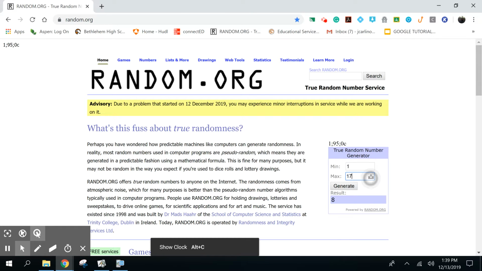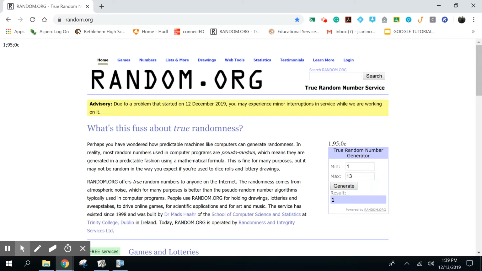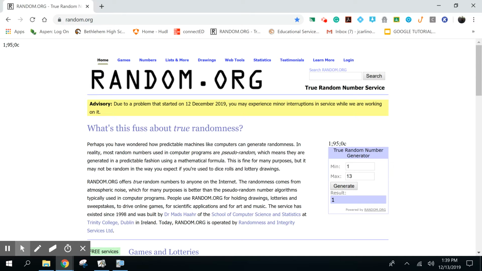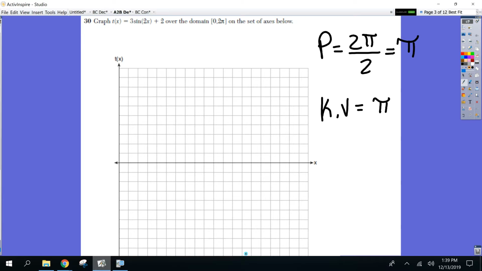Now this is where the fun's gonna begin. Period formula. Look at the equation, what's my b value? A, B, C, they're only numbers, no variables. 2. So what's the period, Aiden? Pi. To find the key value, I take the period and do what with it? Pi divided by 4. So I'm going to go every pi over 4 now.